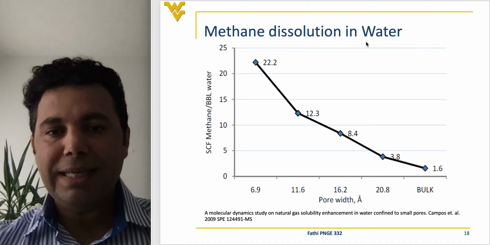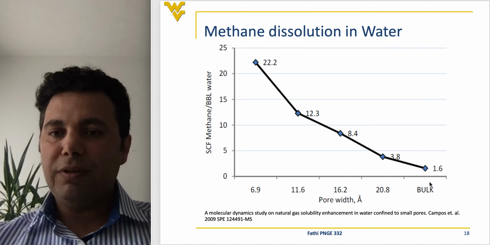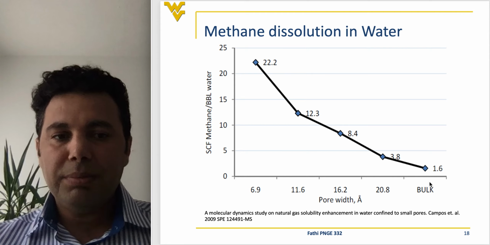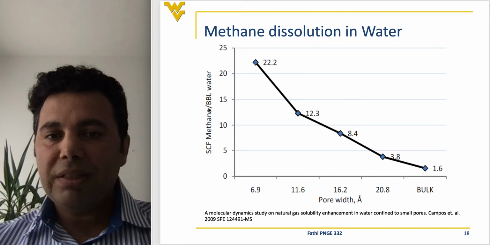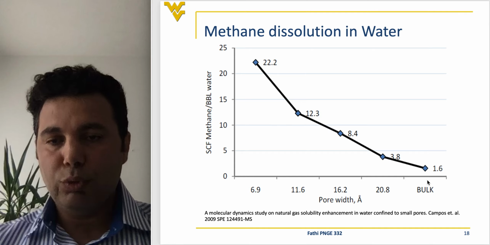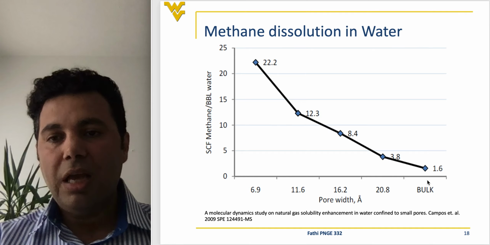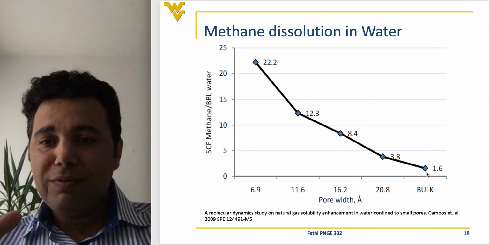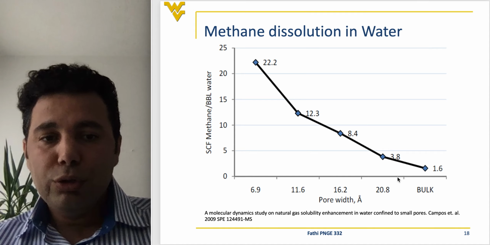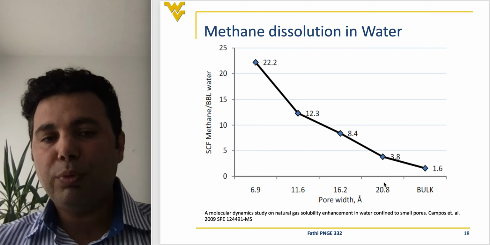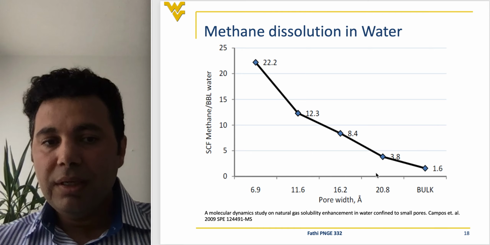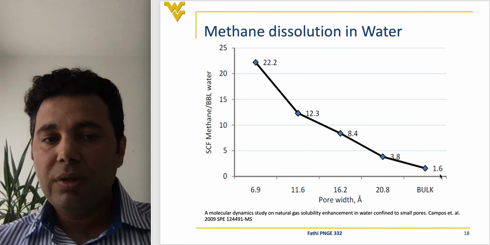So it says, if I'm looking at the bulk, where the container doesn't impact the behavior of the fluid, that amount is 1.6 standard cubic feet of methane per barrel of water. So it's what we know from conventional studies. However, if you shrink the size of that container to 20.8 angstrom, which is 2.08 nanometer, then the amount that we can dissolve becomes more than double. It becomes 3.8 standard cubic feet of methane per barrel of water.